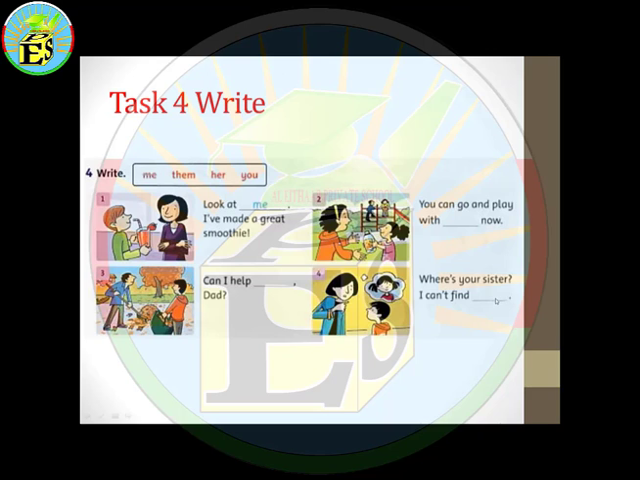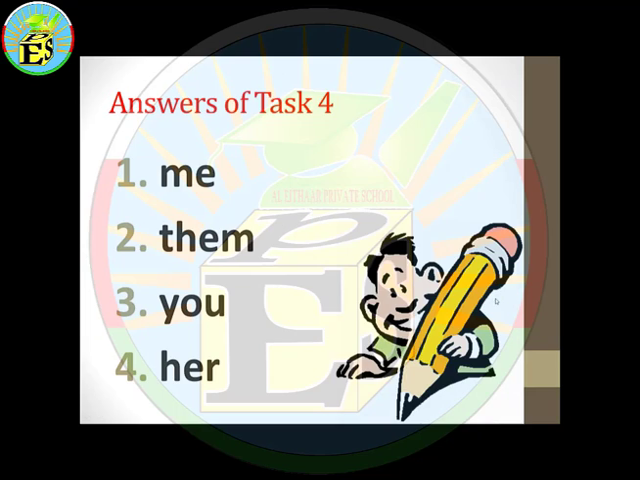Alright. So right now, we will check the answers of this task together. The first one is me, the second one is them, the third one is you, and the fourth one is her. So let's go back and read it with the answers.